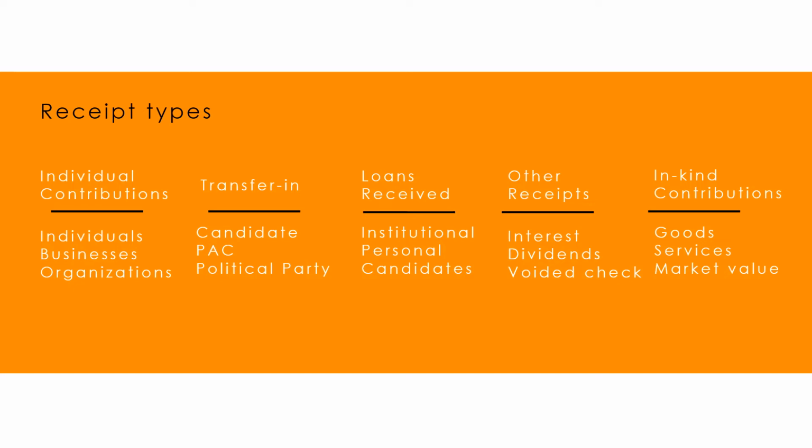The fourth type of receipt is classified as other receipts. Other receipts should be used to bring funds into the committee that are not direct contributions. Common examples of other receipts are interest or dividends, voided checks, security deposits, or other situations where funds are returned to the committee. The final type of receipt is an in-kind contribution. In-kind contributions include anything of value other than cash donated to a political committee. In-kinds can be either goods or services received and should be reported at fair market value.